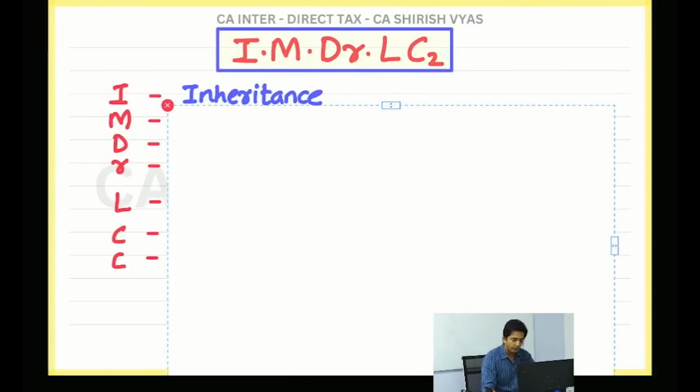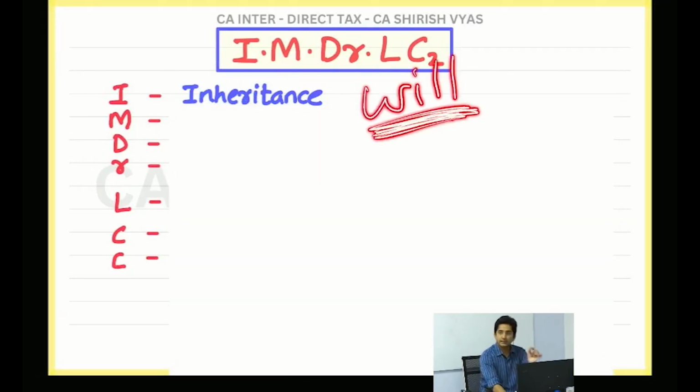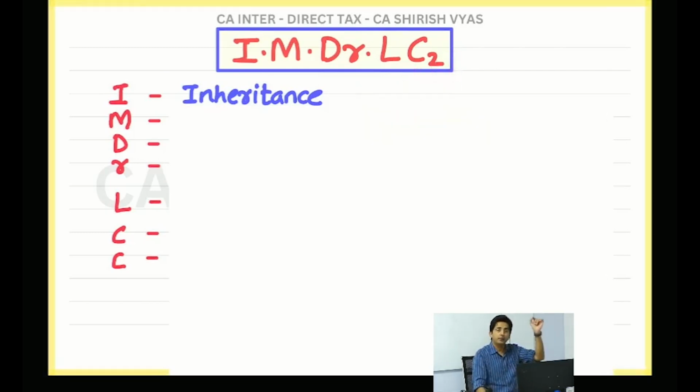There are two things, inheritance or will. See, sometimes people make a will. A will means it is a legal paper where the person who has died right now had made a will earlier that after my death this will go to my wife, this will go to my son. So it's okay. The point is whether it is inheritance or will. If someone has died and you got his property, then it is tax free because it is a genuine gift. Here there is no manipulation.